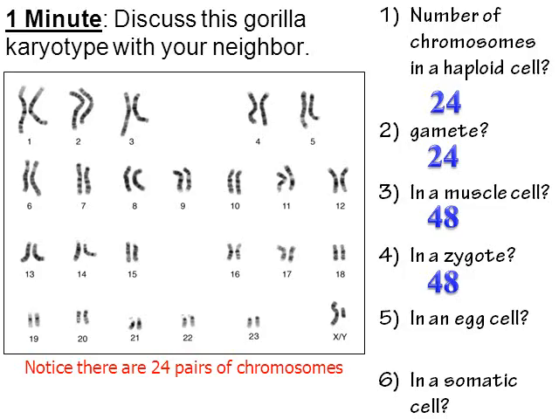Number 5, in an egg cell. Egg cells are haploid. Again, I know that this picture shows a male, but still, female gorillas also have 48 chromosomes, and in their egg cells would be 24 chromosomes. Number 6, how many in a somatic cell? Well, that's really the same question as number 3. A muscle cell is a somatic cell. So number 3 and number 6 are really the same question, just worded differently. Somatic cells are diploid and have the full amount of chromosomes.